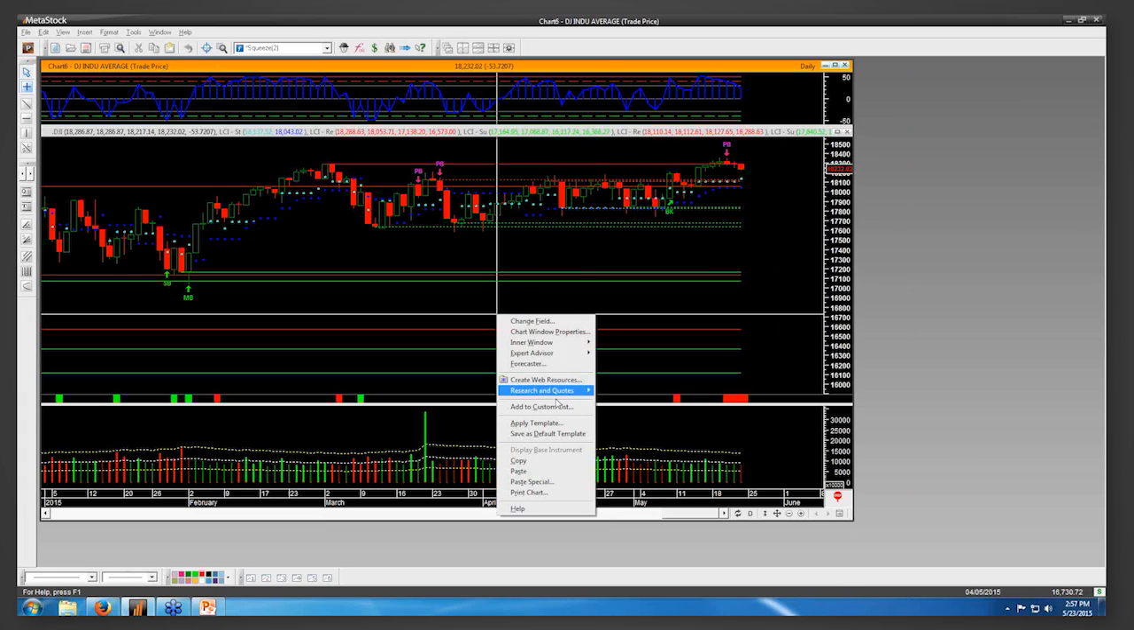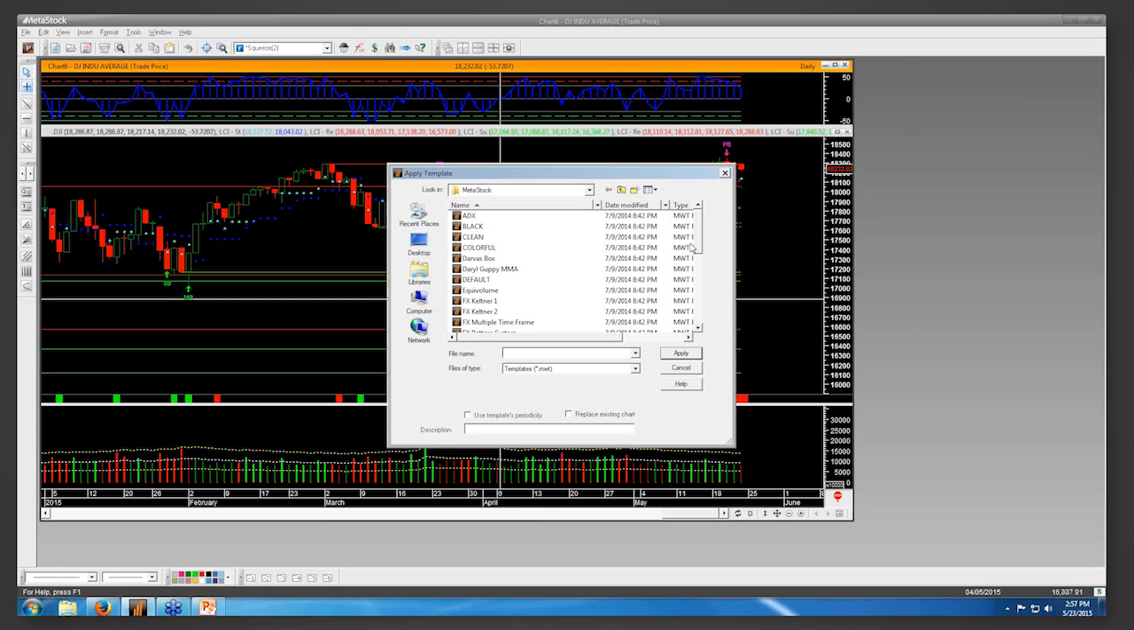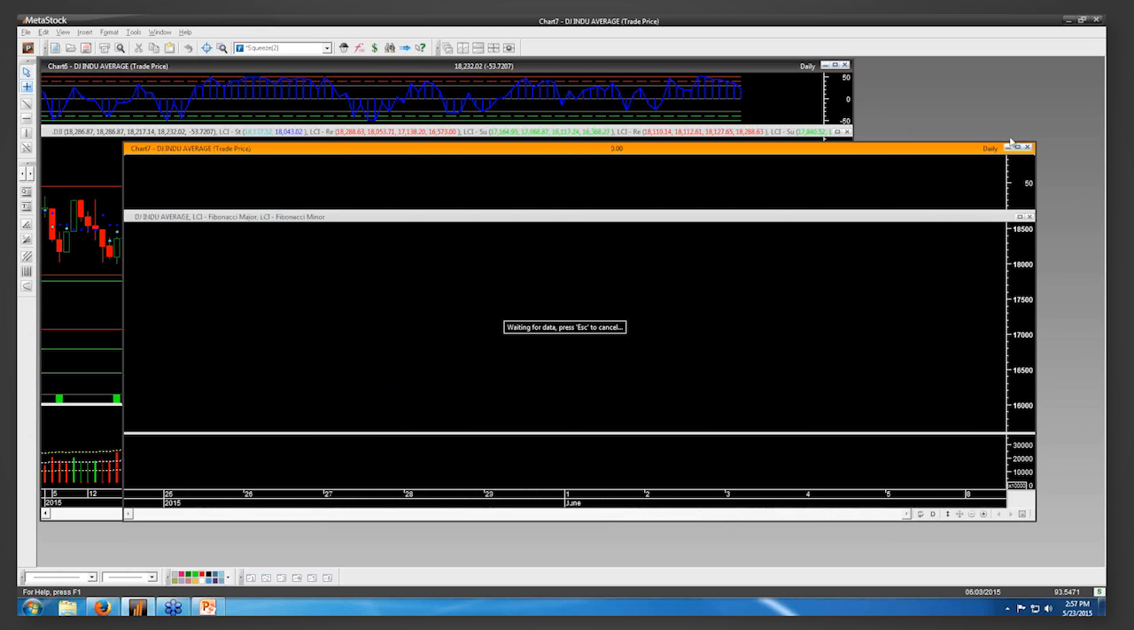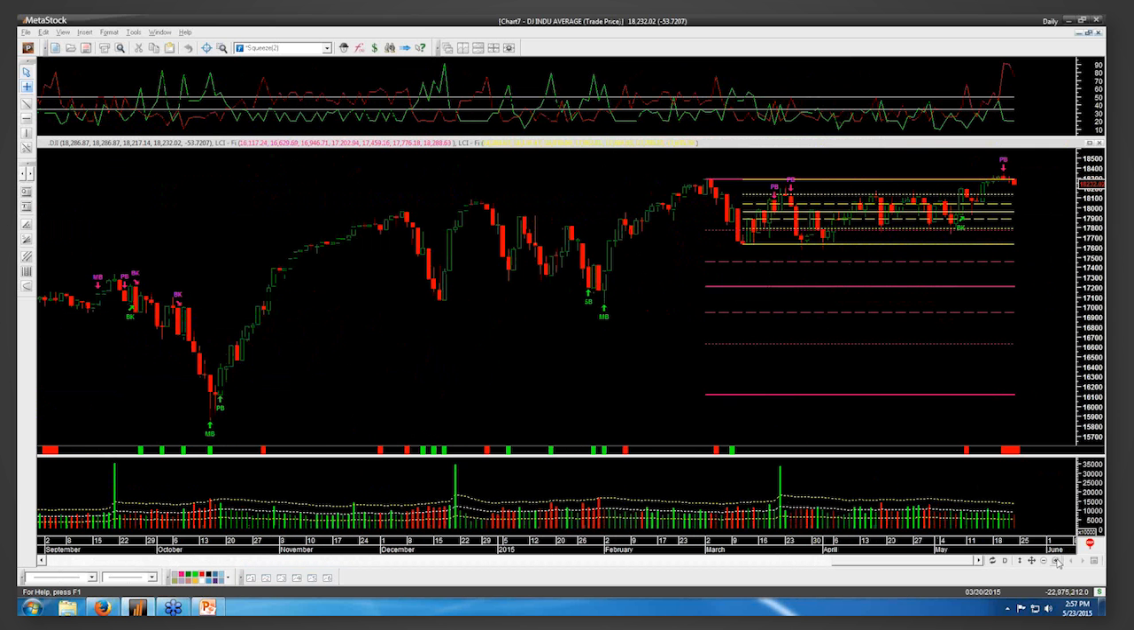So let's look at the Fibonacci template. By doing that in MetaStock, we can right-click, go to Apply Template. I know we're running short on time, but we'll go to Fibonacci Bright. Now this is plotting my automatic Fibonacci retracement values. Now it's plotting 2 different versions.